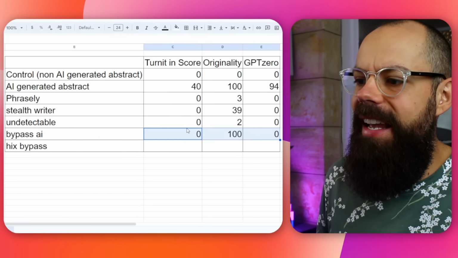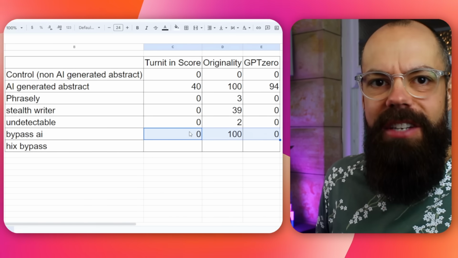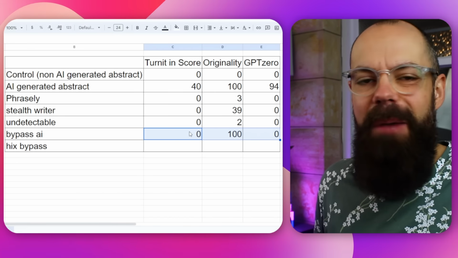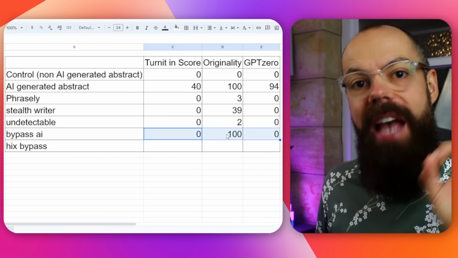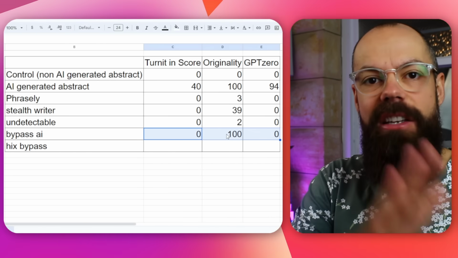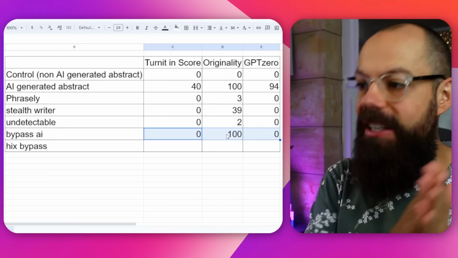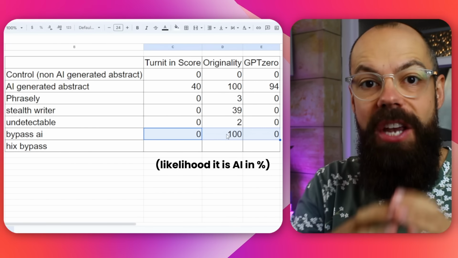Boom. It passed Turnitin score. Well done, Turnitin. Step up your game, mate. Originality, 100% chance that this was AI. So originality, it did not pass. It was just like we had just generated it from ChatGPT. So bypass AI has not done a good job if it was to be detected by originality. And then the last one, GPT-0, a big fat 0. So that means that this was able to get around Turnitin and GPT-0, but originality, it knows you are AI.